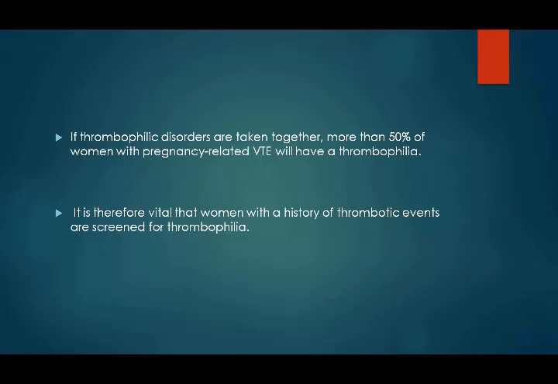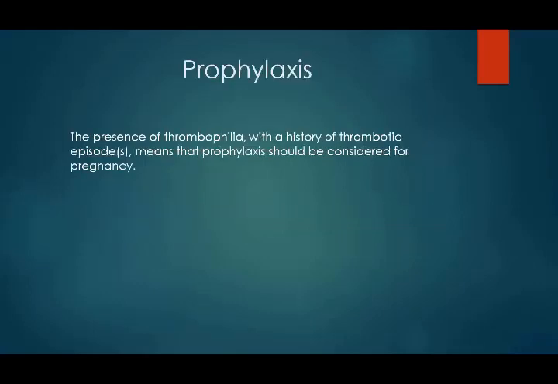So as we will discuss further in the lecture, hereditary thrombophilia, although it carries a greater risk of thrombosis in pregnancy, can be helped and prevented with prophylaxis. It is therefore vital that women with a history of thrombotic events are screened for thrombophilia and dealt with accordingly. So coming to the prophylaxis, the presence of thrombophilia with a history of thrombotic episode means that prophylaxis should be considered for pregnancy. This is the main thing: the presence of thrombophilia and, secondly, a history of a thrombotic event in the past. Both these risk factors prompt us to give prophylaxis in pregnancy.